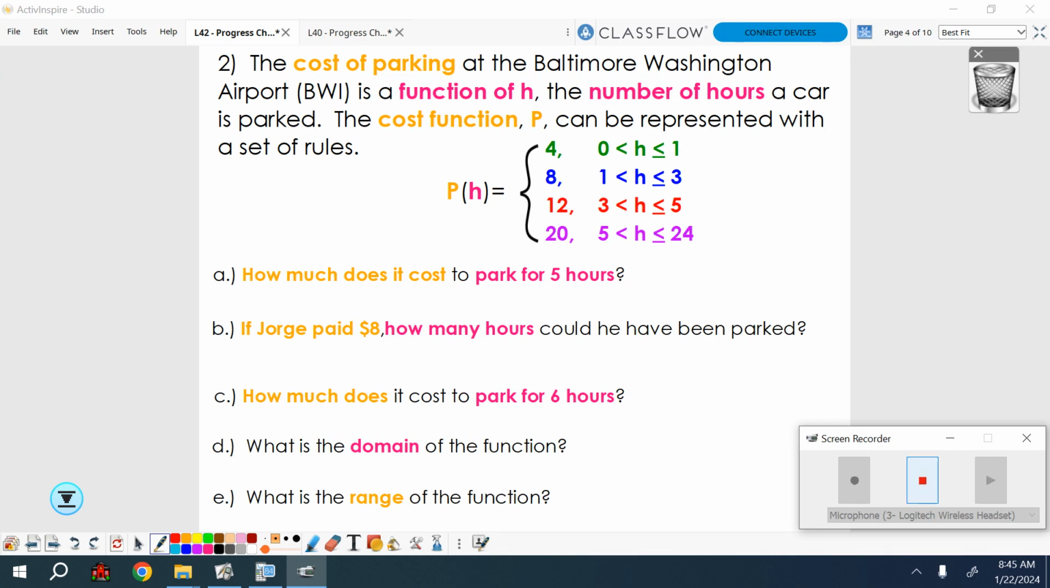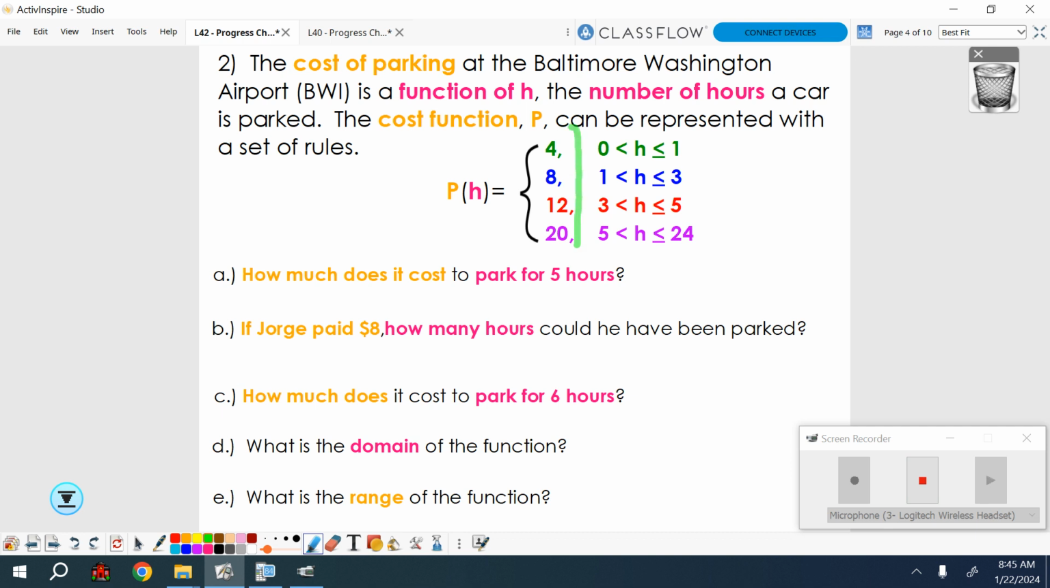So this is a piecewise function. It says the cost of parking at the Baltimore-Washington Airport is a function of h, which is the number of hours the car is parked. The cost function, p, can be represented by a set of rules. So when you have these types of situations, you have to understand the rules.